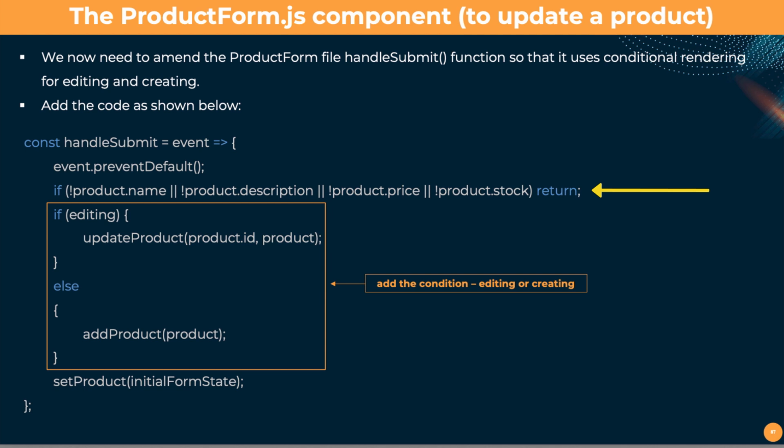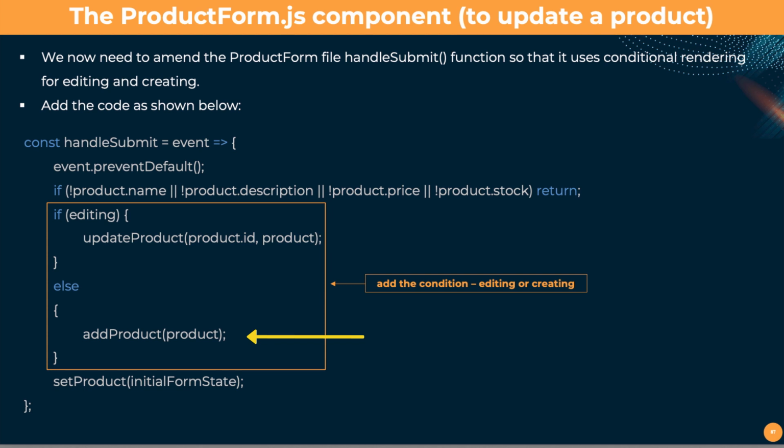So in the handle submit, what we want to do is say that if they're all empty, then we just don't do anything. And if we're in editing mode, then we want to update the product using the product ID and the product. And if we are not in editing mode, then we want to add the product.